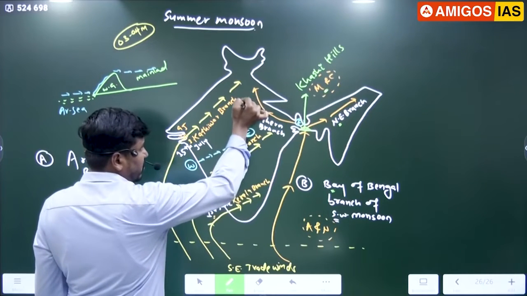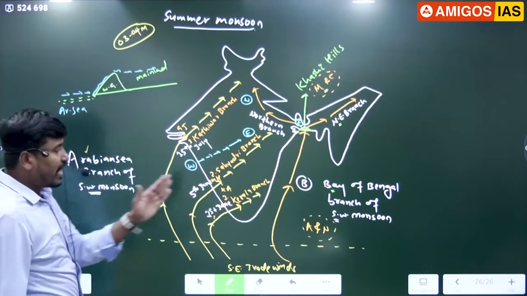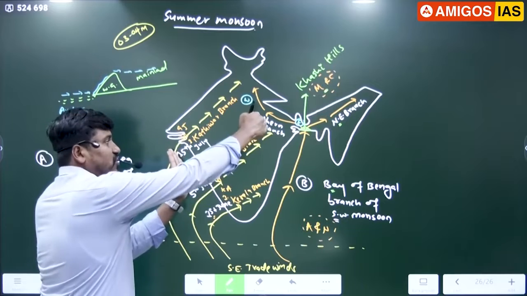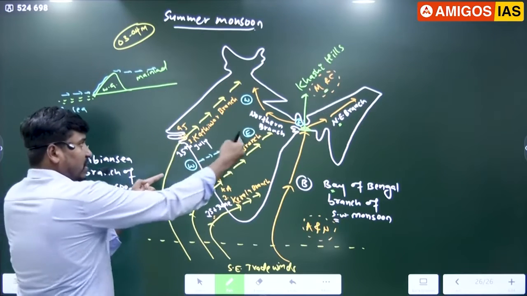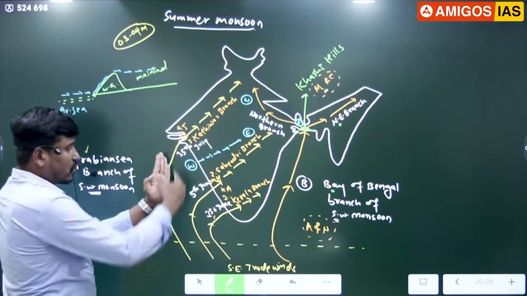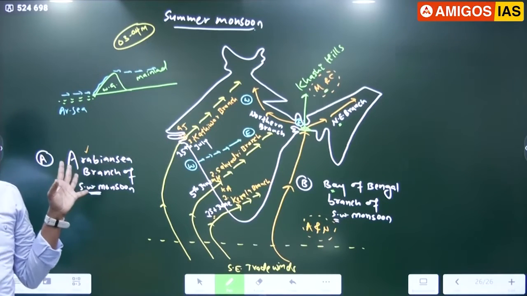And if you go towards the west, the amount of rainfall decreases from east to west by the Bay of Bengal branch. And by the Arabian Sea branch, the rainfall decreases from the west towards the east. Here it is reversed: east to west rainfall increases and west to east rainfall decreases, because here, from coastal areas to the mainland, the moisture decreases, so rainfall also decreases. You should remember the concept here.